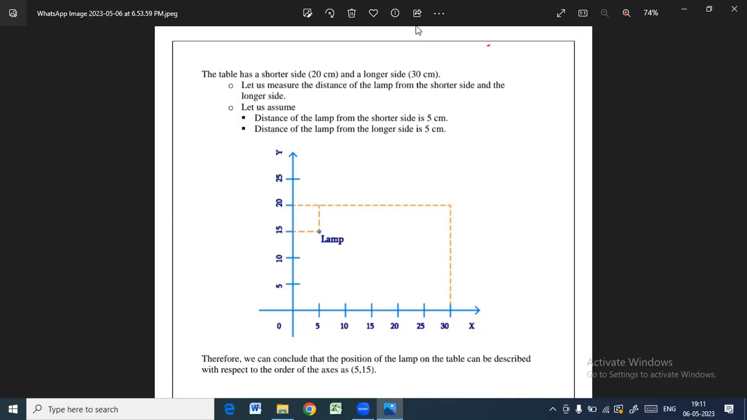Therefore we can conclude the position of the lamp on the table can be described with respect to the order of the axis: 5, 15. So what is the lamp's location? The location is x-axis is considered 5 and y-axis is considered 15. This is the lamp position on the graph. Okay na? Write it down ma.